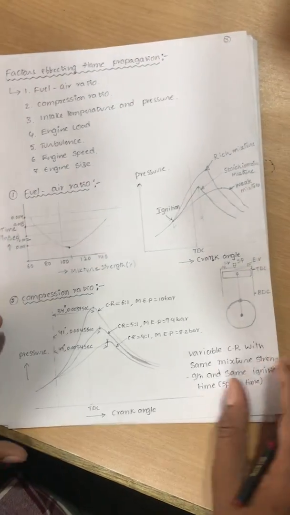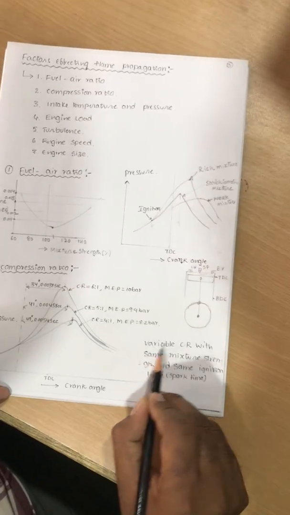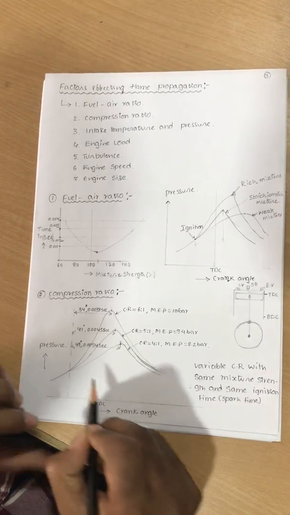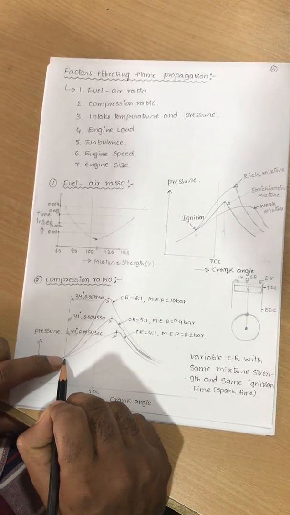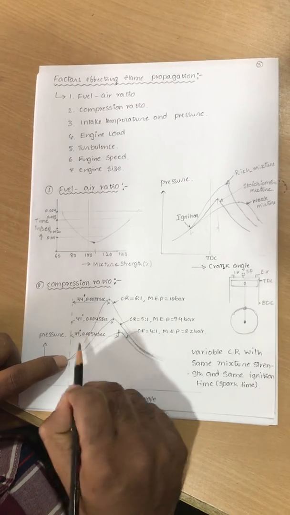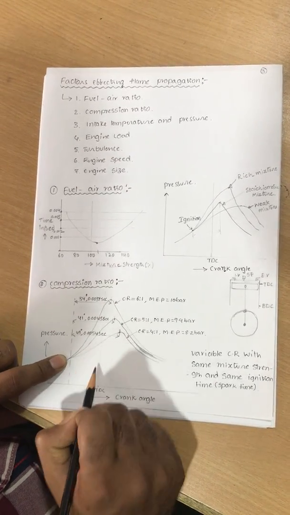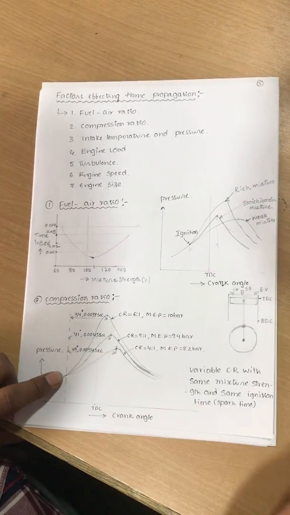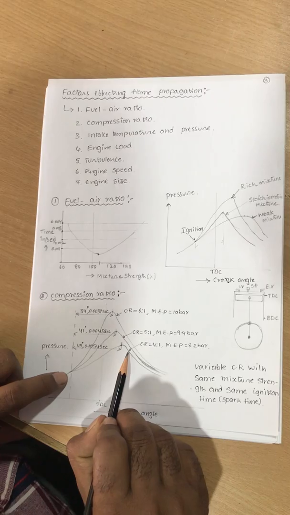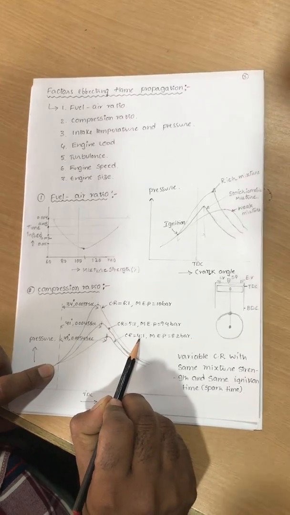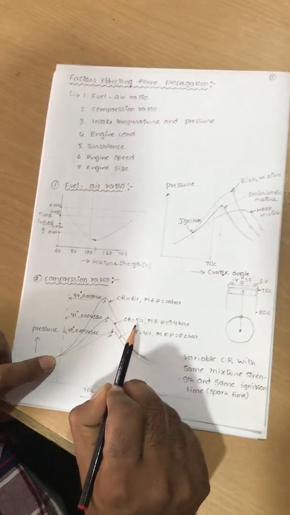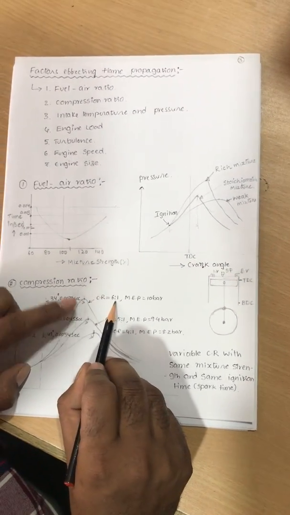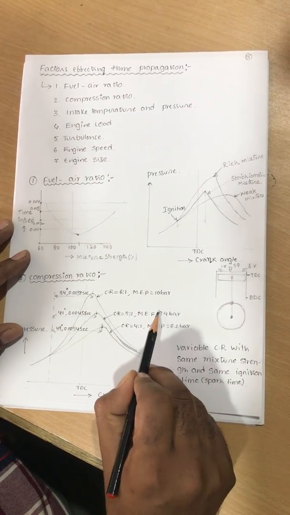And the next one is the compression ratio. This is also a very important factor. If I consider a variable compression ratio with the same mixture strength and same ignition time, that means spark time, I supply the spark at the same angle before TDC for three compression ratios. This line indicates compression ratio 4:1, that is compression ratio 4, this line indicates compression ratio 5, and this line indicates compression ratio 6. So the mean effective pressure is also slowly increasing.